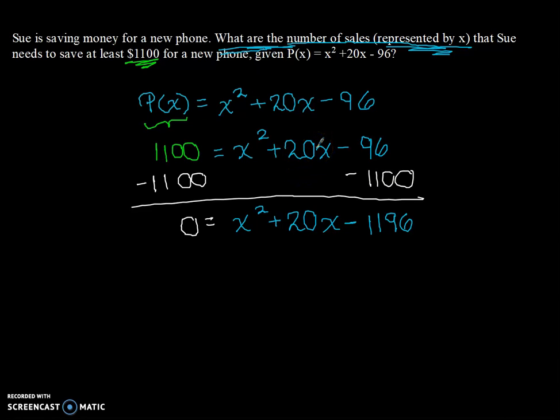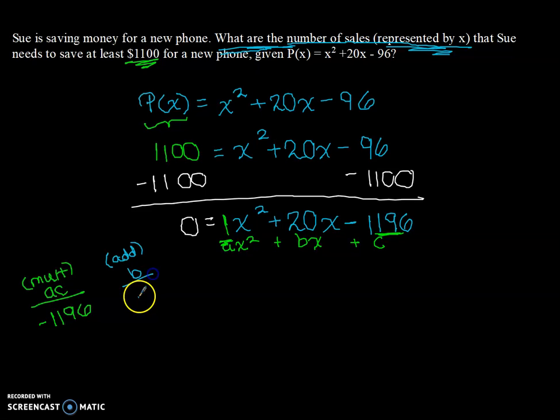The only thing is, if you're going to use factoring, you need two numbers. Remember factoring quadratic equations, the trinomial, I have ax squared plus bx plus c. So I multiply a times c, which means 1 times negative 1196. So I need two numbers that multiply to be a times c, which is negative 1196, and add up to be the middle number, which is b, which is 20.